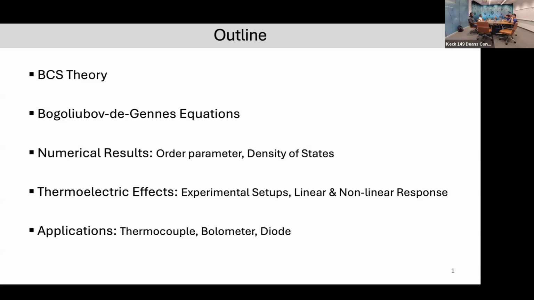And I'll show you the results that we get out of it in the form of order parameter and the density of states, where the symmetry breaking will become apparent. And then we'll use this symmetry breaking to obtain some thermoelectric effects. I'll go over the two experimental setups that we propose there and discuss the linear and nonlinear responses that we can get out of it. And finally, I'll talk about some of the practical applications that we can get out of the system.